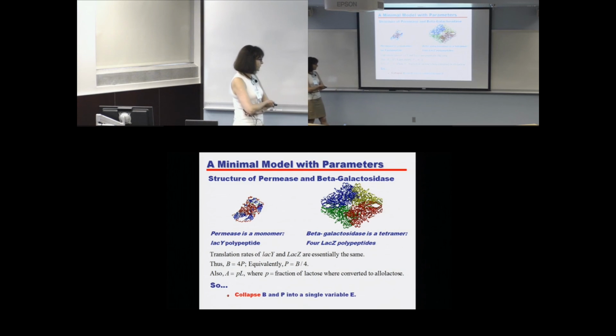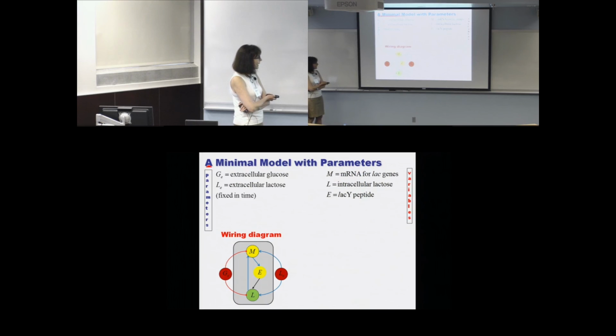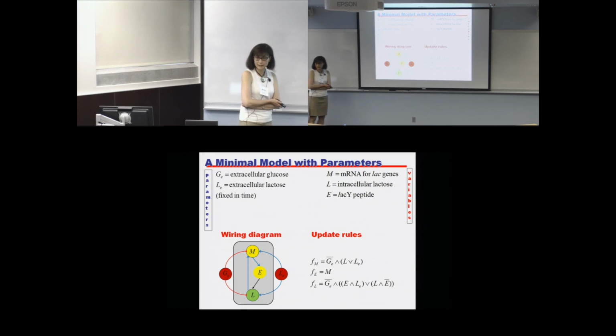So we can make this reduction and say, let's collapse B and P into a single node E, and let's remove the variable A and assume that L is the inducer. So I'll have to rephrase that as well. And so here we will have the reduced number of variables, 3 here, same parameters. And we can have a model that now incorporates the parameters.